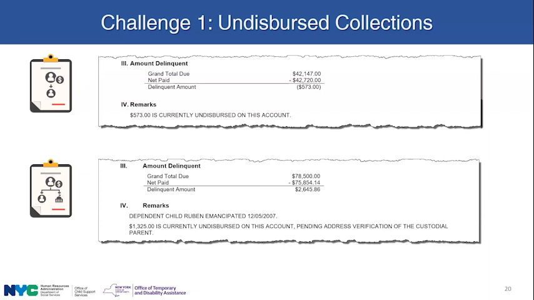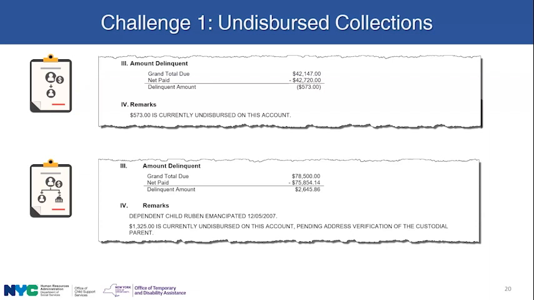It's important to read the remarks, because just because you see a statement that shows an overpaid balance, that doesn't necessarily mean that that money is undisbursed. And so that's why it's important to verify whether or not that's the case by looking at the remarks section. So for the top example, you will see in the remarks, it does state that $573 is currently undisbursed on the account. So that does mean that the case is overpaid that much, and we are holding those funds on the account.